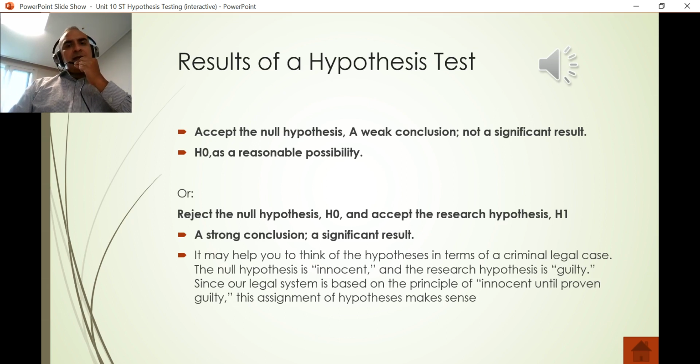Here it gives us an example, and I think this is a very good example. Think of this as a legal case. In a legal case, the person is innocent until proven guilty. Saying that he's innocent, that's the first statement. They are always innocent until proven that he's guilty. Always innocent is the null hypothesis, and he's guilty will be the research hypothesis.